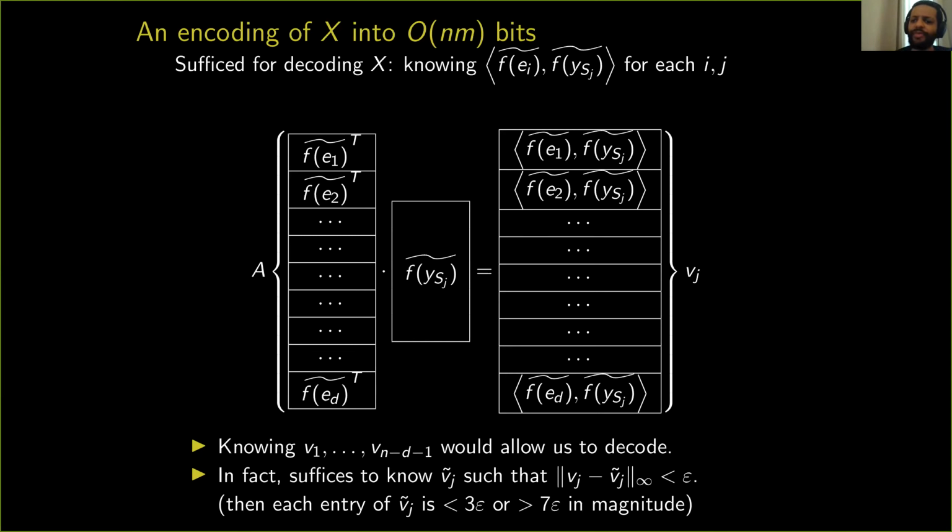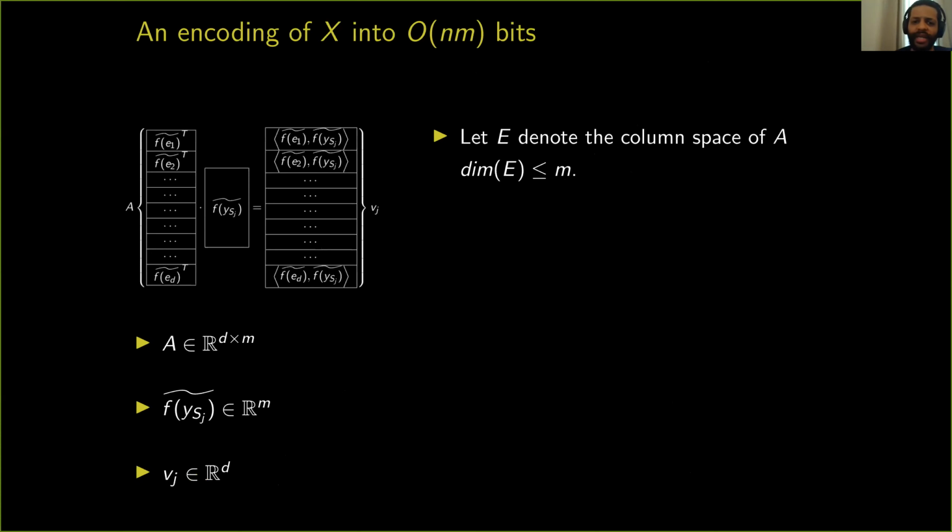How can I leverage this to do better in my encoding length? Let E be the following linear subspace. It's the column space of A, which is at most an m-dimensional subspace of R^D. And define capital K to be the following convex body. It's the intersection of that linear subspace with all vectors in R^D that have L infinity norm at most 13 epsilon. So it's the intersection of an L infinity ball with a subspace.